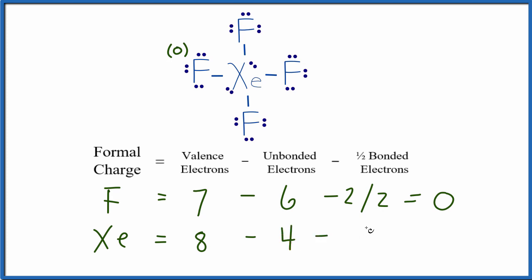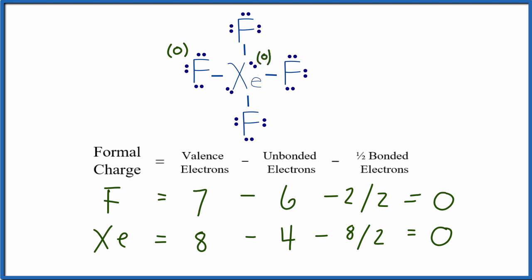And then we'll subtract half of the bonded. And we have these 2, 4, 6, 8 bonded valence electrons. We add this up, 8 minus 4, that's 4. And then 4 minus 4 is 0. So the xenon has a formal charge of 0.